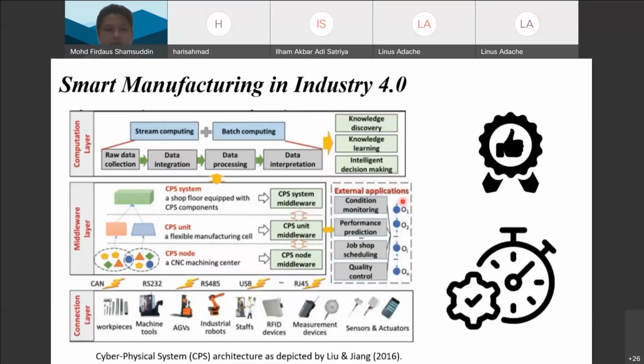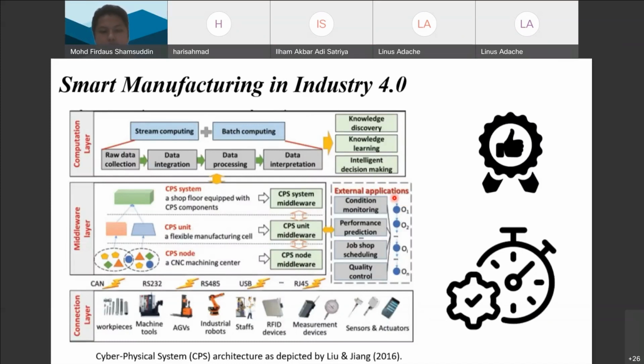This is an example given by Liu and Jiang on smart manufacturing in Industry 4.0. The aim of smart manufacturing is to increase efficiency and increase quality. You are going to have a lot of layers, sensors installed, and some workstations to do calculation, and this is where I'm taking my inspiration for this project.